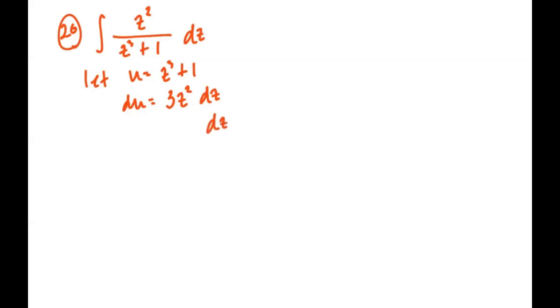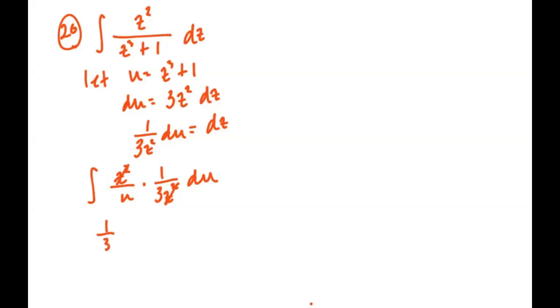So then we're going to let dz equal 1 over 3z squared du. So we have the integration of z squared over u times 1 over 3z squared du. The z squareds cancel. So we have a 1/3 over here. Let's pull that out front: 1/3 times the integral of 1 over u du.